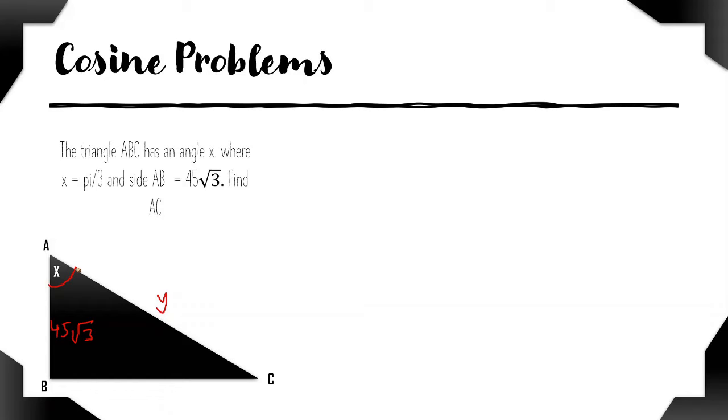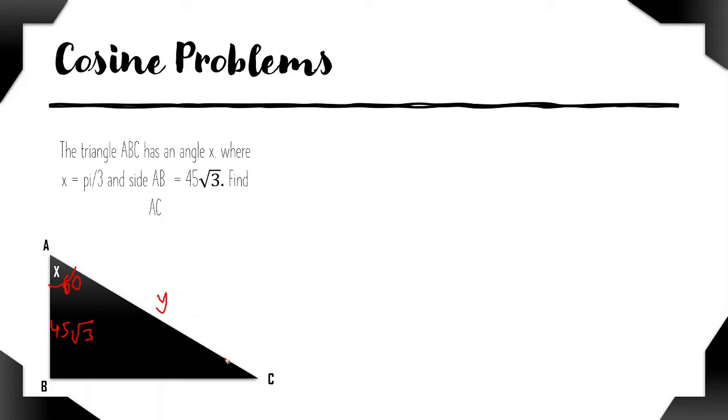So 180 is equal to pi. So pi over 3 is equal to 180 over 3, and 180 over 3 is equal to 60. So 60 degrees. Because we just used the formula for radians. We learned that in the last few slides. So here we have 60, and this is 45 multiplied by the square root of 3, and we need to find y.